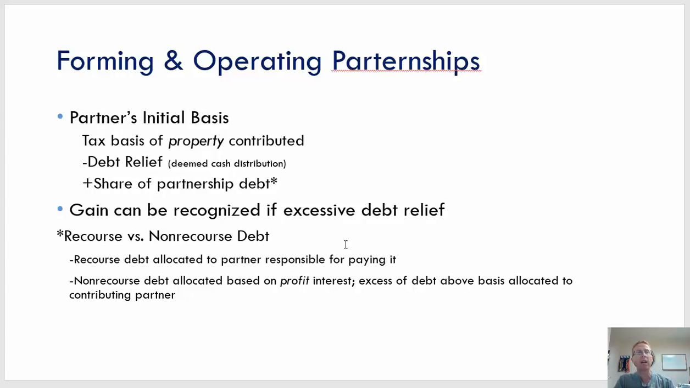Now, on the non-recourse debt side, there are three basic rules on how to allocate it. We only have you deal with two. The general default rule is most of the time what you're going to be dealing with, which is if you have non-recourse debt allocations, it just gets allocated to partners according to profits interests. If, on the other hand, at the time of contribution, a partner has debt in excess of their basis, whatever that excess piece is, not the whole debt, but just the excess, is allocated back to the contributing partner.